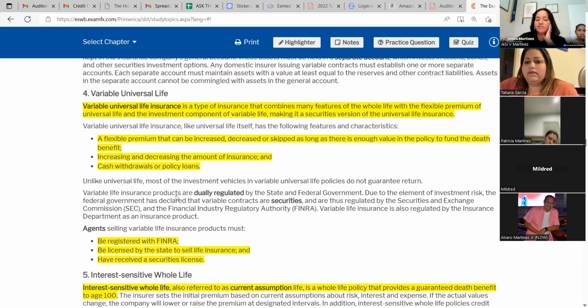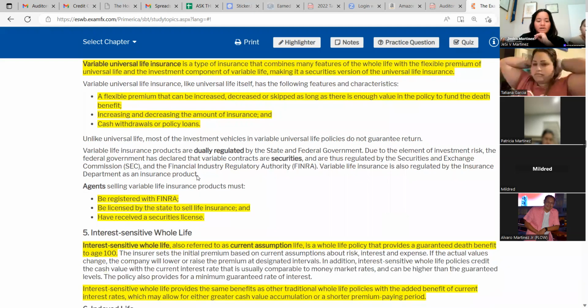Okay. Variable life insurance products are dually regulated by the state and the federal government, because now you have like 2 or 3 type of products in there. Due to the element of investment risk, the federal government has declared that variable contracts are securities and are thus regulated by the Securities and Exchange Commission, which is the SEC, and the Financial Industry Regulatory Authority, which is FINRA. Variable life insurance is also regulated by the insurance department as an insurance product. So you have different products in there, not just the cash value and the insurance, but now because the cash value is being invested and you kind of decide where to invest it, now it's also securities and you get more departments guaranteeing and overseeing it involved.